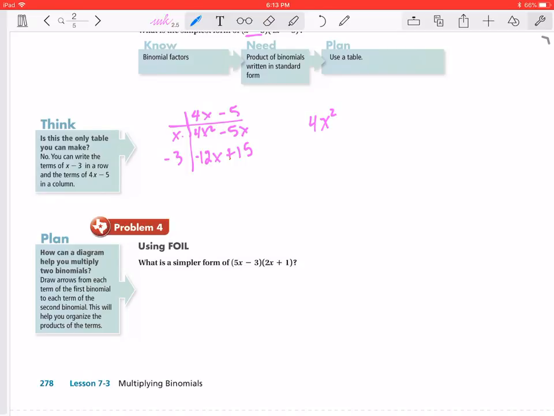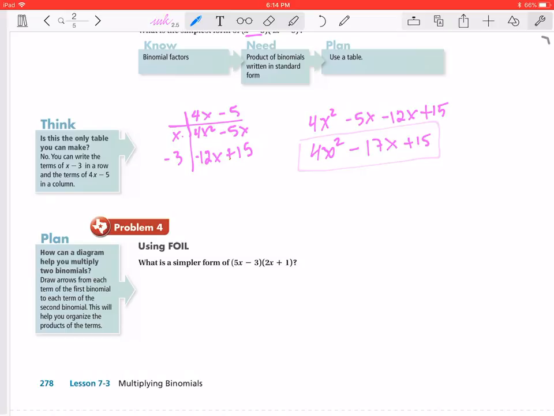Now again, I'm going to write all the terms out here that I have. So I have 4x squared minus 5x minus 12x, and I have positive 15. Now I'm going to combine all the like terms. So this is going to give me 4x squared minus 17x plus 15. I have now found the product of those two binomials.